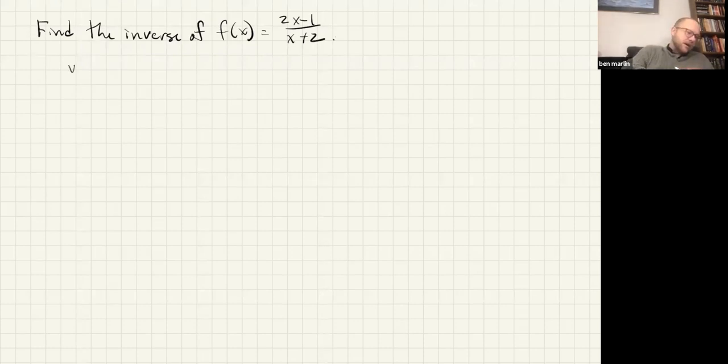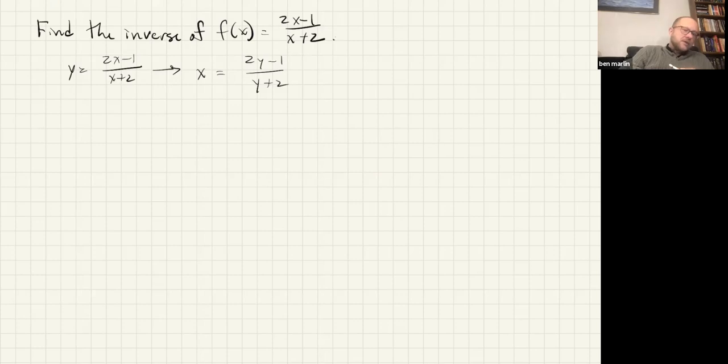We will be thinking about y equals (2x minus 1) over (x plus 2). The swap puts in x equals (2y minus 1) over (y plus 2). Now, we're going to try to solve for y. Hypothetically, we might sometimes run up against a case where the algebra is so hard that we can't actually get it done. But this one shouldn't be too bad.